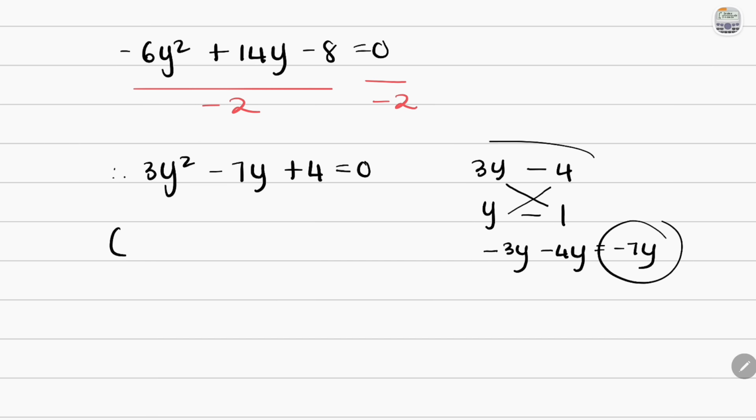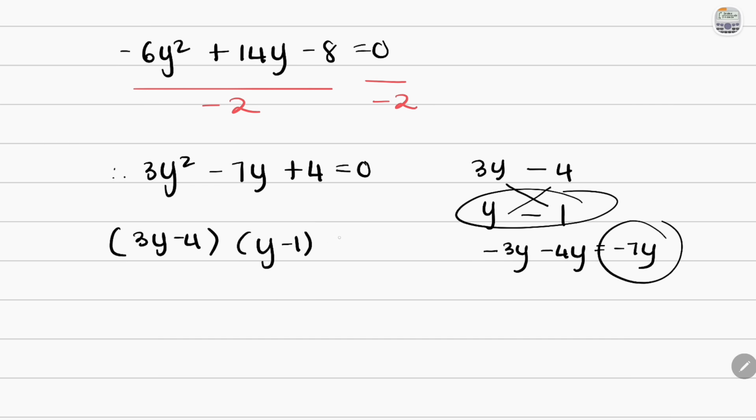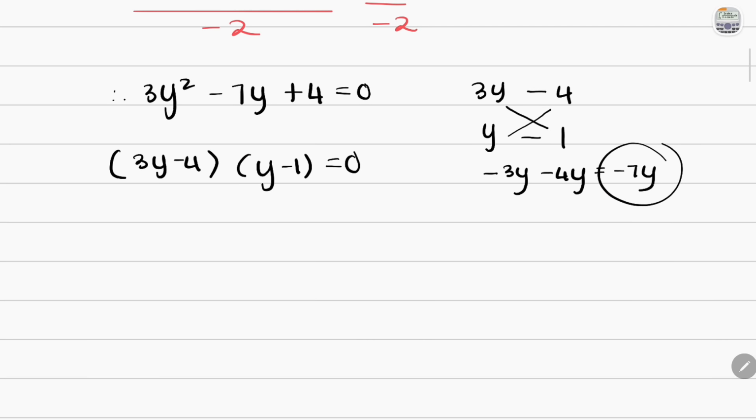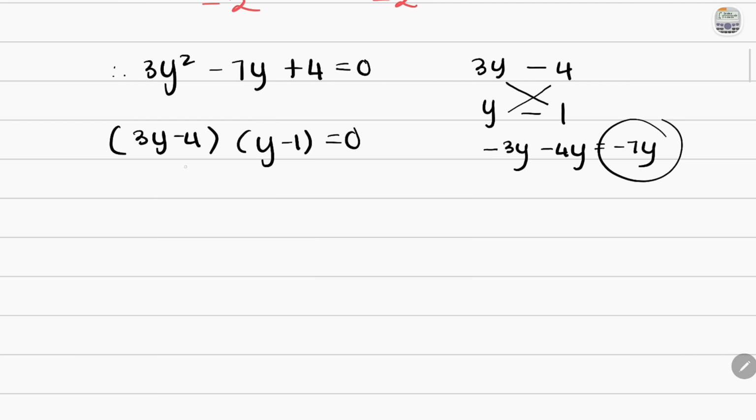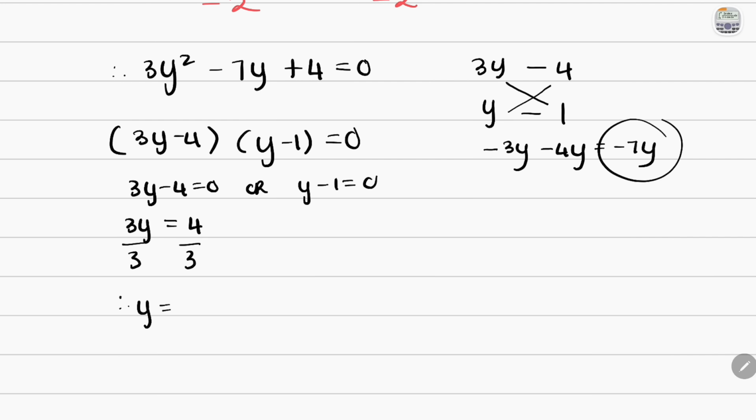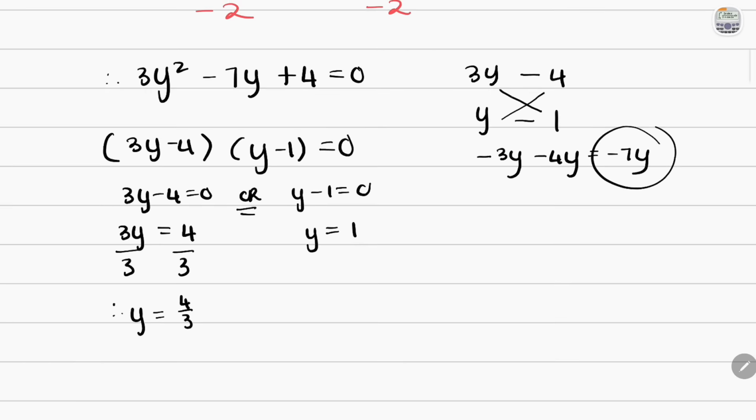And so these are our factors. It's the 3y minus 4 and the y minus 1 is equal to 0, and we have factorized, and now we can solve for y. So you're saying something times something gives you 0, and so it means that either the first is equal to 0 or the second is equal to 0. So here 3y is equal to 4. I take that over, divide both hand sides by 3, and then y is equal to 4 over 3. Or here y would simply be equal to 1.